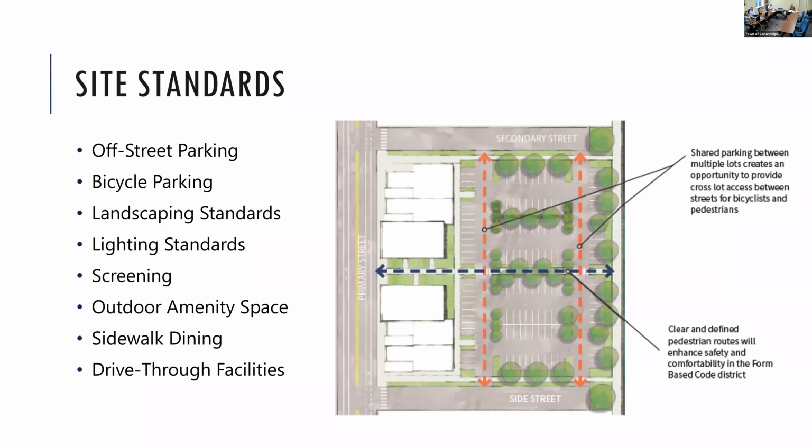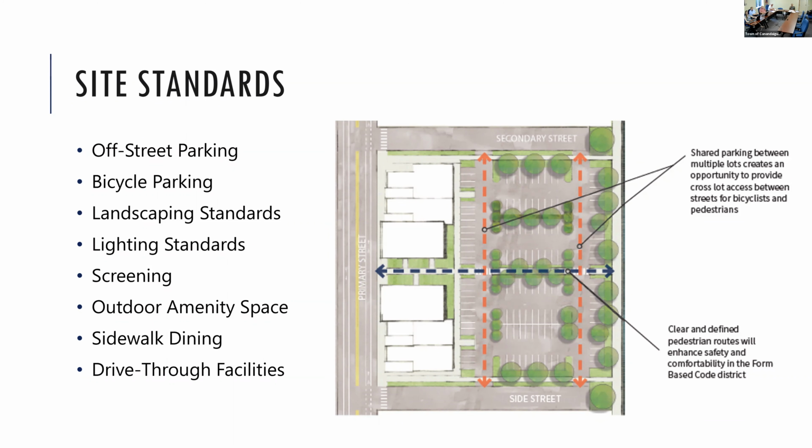If you go to the next slide. So the site standards that are applicable across the entire form-based code district are regulations that address off-street parking, bicycle parking, landscaping. Here's where you have your lighting standards, screening, outdoor amenity space, sidewalk dining, and drive-through facilities. So I was not intending to walk through all of the individual regulations under each of those site standards, but if in future trainings you felt that was important to go into more detail on all of those, we certainly could, or if anyone has any questions specific to regulations in these, we can certainly go back and answer those at the end as well.